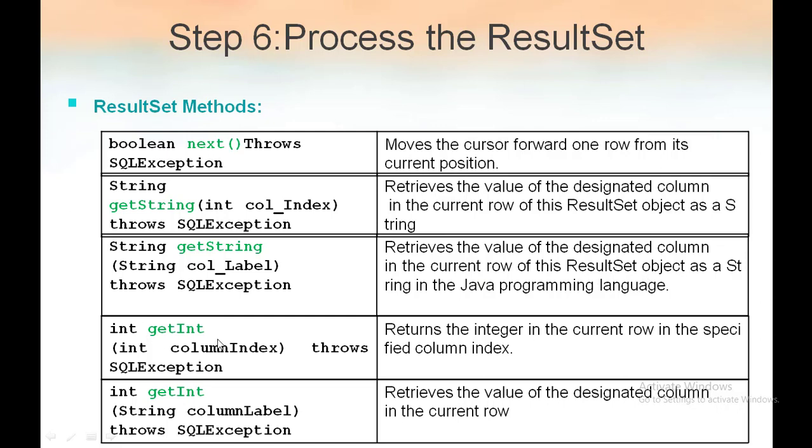getInt. This method returns the integer in the current row in the specified column index. getInt, string column label. Column label means column name. It retrieves the value of the designated column in the current row.